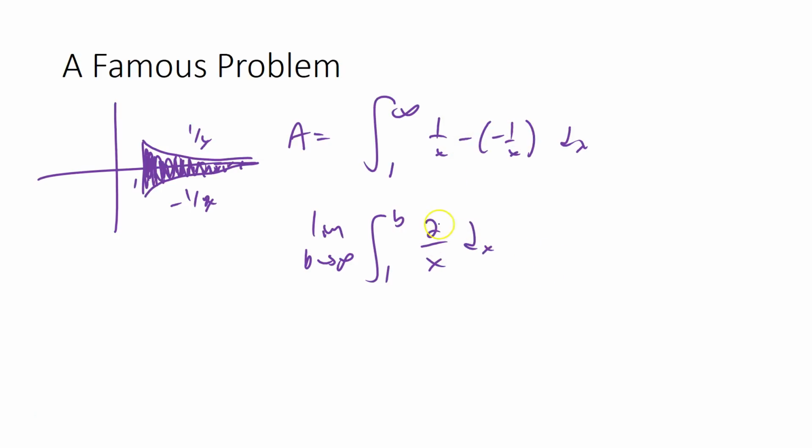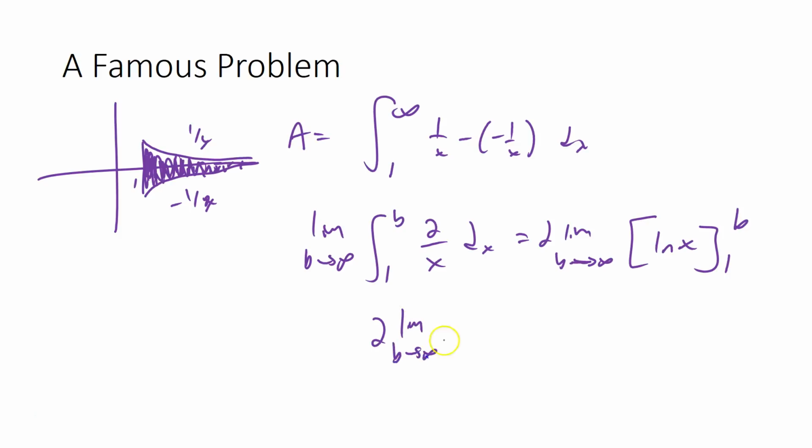Now we just did this, and we actually showed that this is divergent. This is going to be 2 times the limit as b approaches infinity. Just pull the 2 out to the front. The antiderivative of 1 over x is natural log. I'm just going to write ln x because we're all positive numbers, so no need to worry about the absolute values, from 1 to b. Now if we plug in b, we have 2 times the limit as b approaches infinity of natural log of b minus natural log of 1. Natural log of 1 is 0. Natural log of infinity is infinity. This diverges.